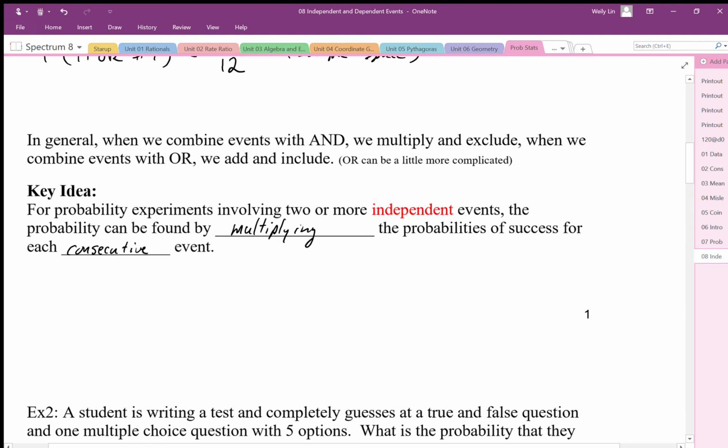So we get rolling the dice, and then we're going to flip the coin, and then we can do something else. And these consecutive events, as long as they're independent, we can multiply them to get the overall probability. And the key is we can use the language of AND if we're combining them with AND.